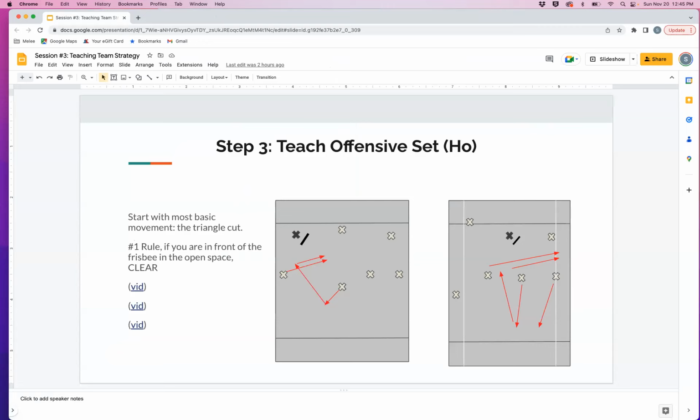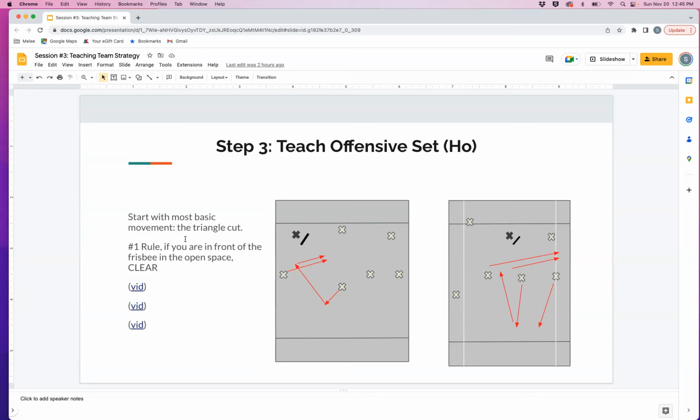Okay. Now we have the horizontal set. This one is a little bit more complicated than a vert stack. So if you're teaching both of these sets, I would probably start with the vert stack and then move into the horizontal stack. But it's up to you however you want to do it.